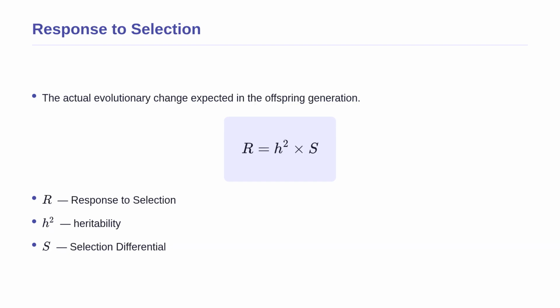Once we have the selection differential, we use the famous breeder's equation to find the response to selection. This formula beautifully shows the evolutionary response depends on both how hard you push the population and how much of the trait is actually controlled by genetics. The symbol R stands for the response to selection, which is the actual evolutionary change we expect to see in the offspring generation. We calculate it by multiplying the heritability, h squared, by the selection differential, S. If heritability is low, even a massive selection differential will result in a very small response because the traits are simply not being passed down effectively.